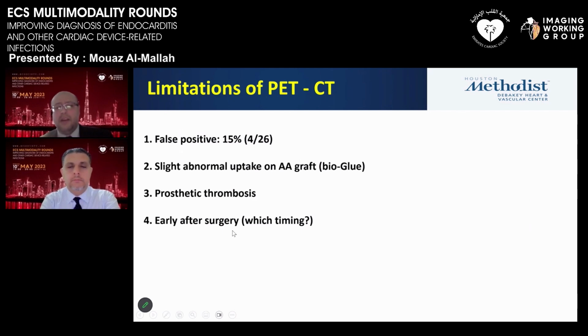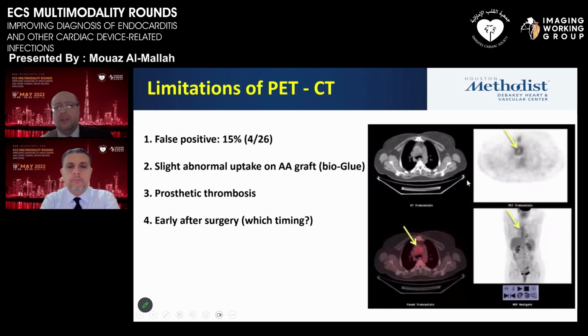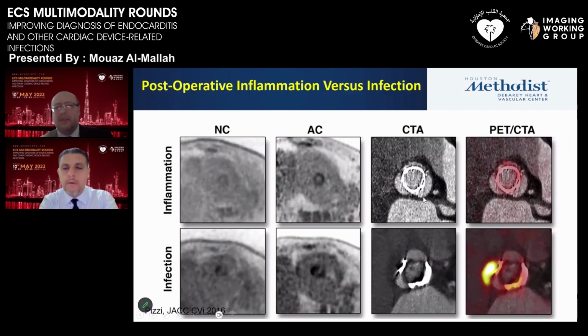If there is uptake early after surgery, it could be just inflammation. And here's some examples of inflammation. Inflammation is usually low uptake and could be related to the bioglue or the aortic graft that you see here. Again, endocarditis is focal intense uptake. It is not this mild diffuse uptake. I just want to emphasize that again, because sometimes I get reports where they call it endocarditis when you get this mild diffuse uptake. Mild diffuse uptake is not endocarditis.